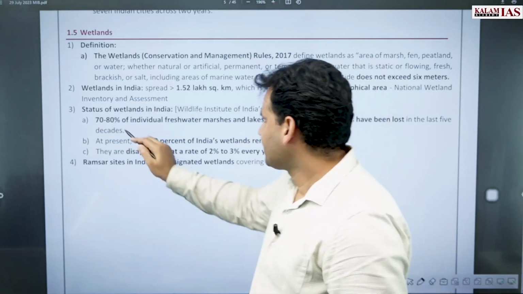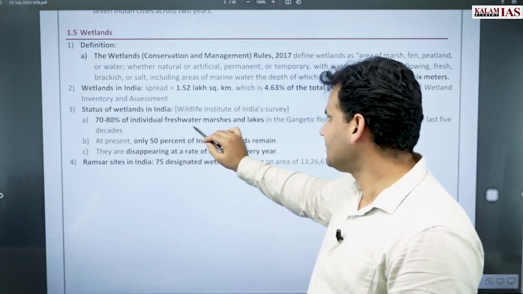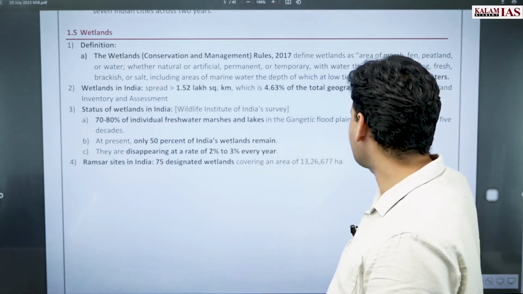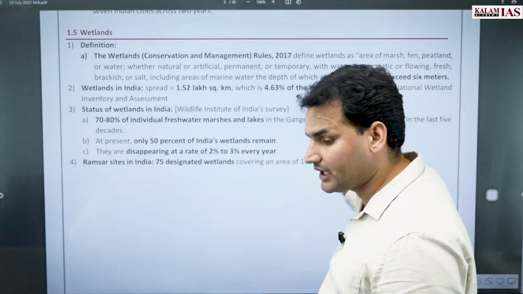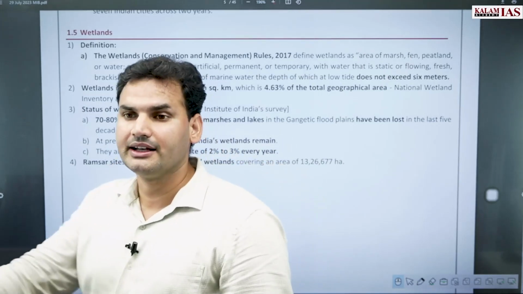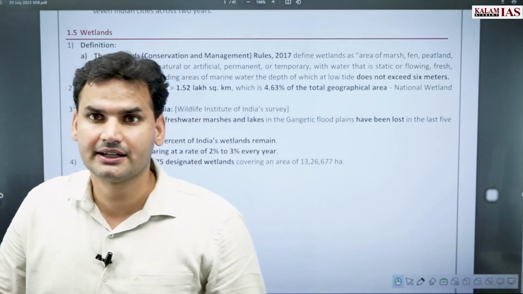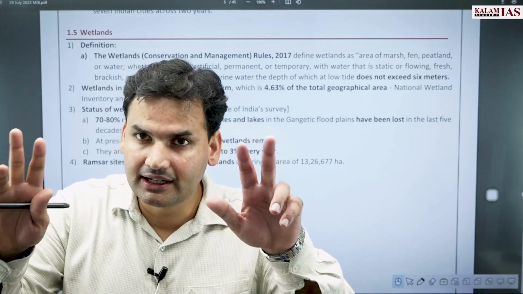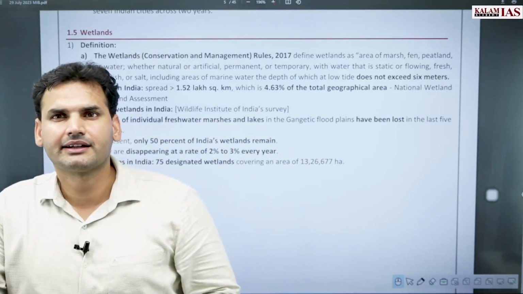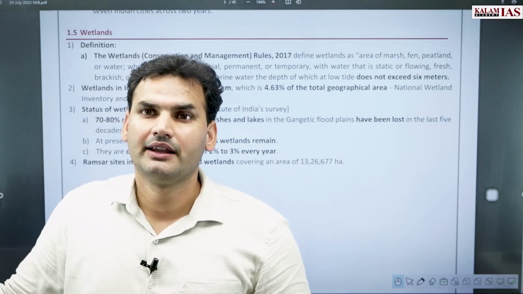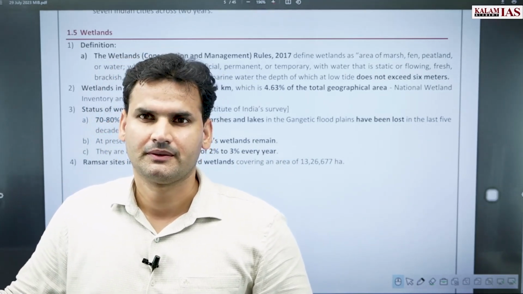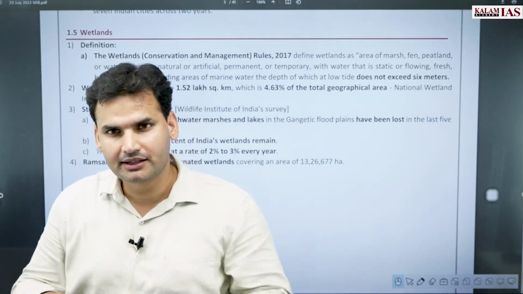Also, 70 to 80% of individual freshwater marshes and lakes in the Gangetic floodplains have been lost in the last 5 decades. Now this is really concerning. And why is it so? Merely declaring the Gangetic dolphin as our national aquatic animal won't serve the purpose. Steps should be taken at the ground level, right?